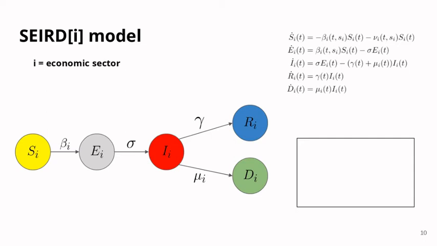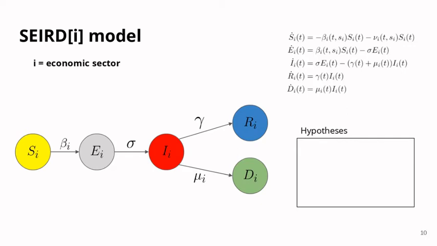Each of these compartments is mutually exclusive. This means one person can only be in one of these 5 compartments, and these rates that you see in the arrows govern the passage from one compartment to another. For example, beta is the transmission rate, sigma is the incubation period of the disease, gamma is the recovery rate, and mu is the morbidity rate.